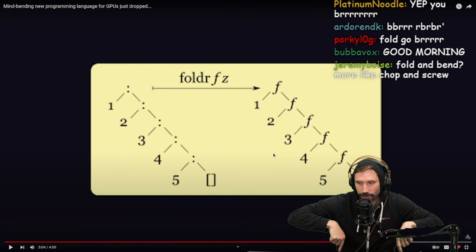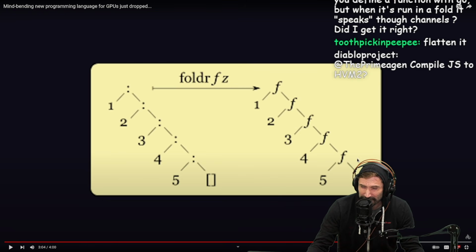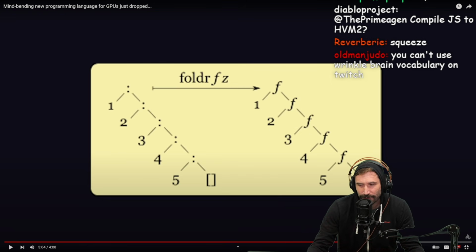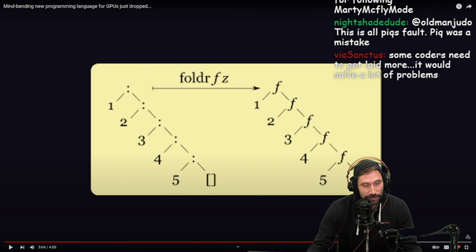So you could double fold on it. You could double fold it. You can fold and bend. And so the bend must be the opposite thing. The bend is a value that goes into a list. I'm not, see, that's where I start losing it. You can't use wrinkle brain vocabulary on Twitch. You really can't use wrinkle brain vocabulary.